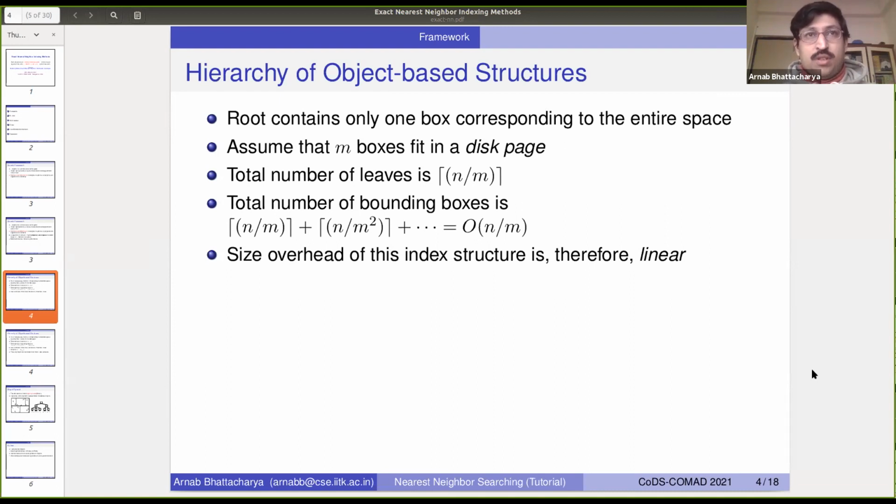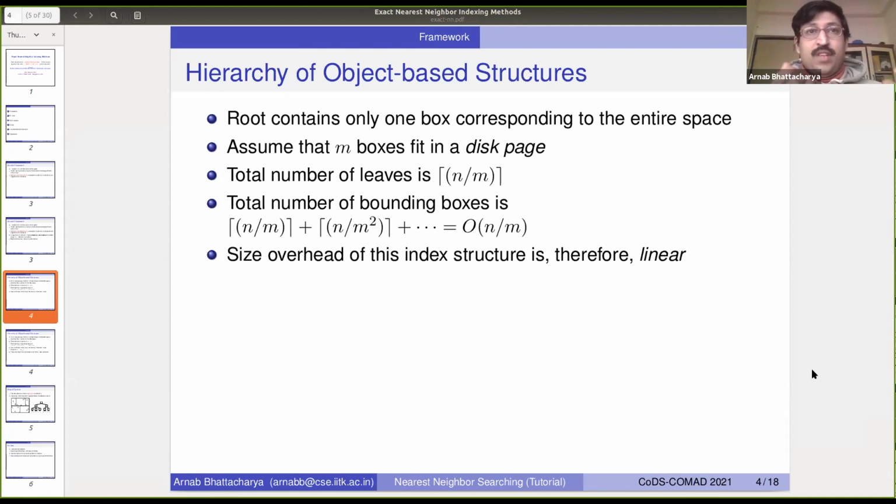So the databases took this view that, when I'm bringing in a page from disk, I should be able to utilize the space of the disk page completely. So the design is disk page by disk page, and any box is divided into M boxes such that those M boxes fit in a disk page, right? So that number M is the largest number that fits in the disk page, okay?